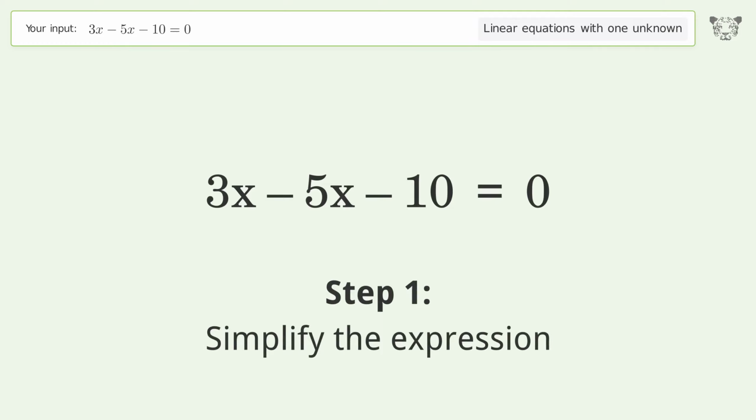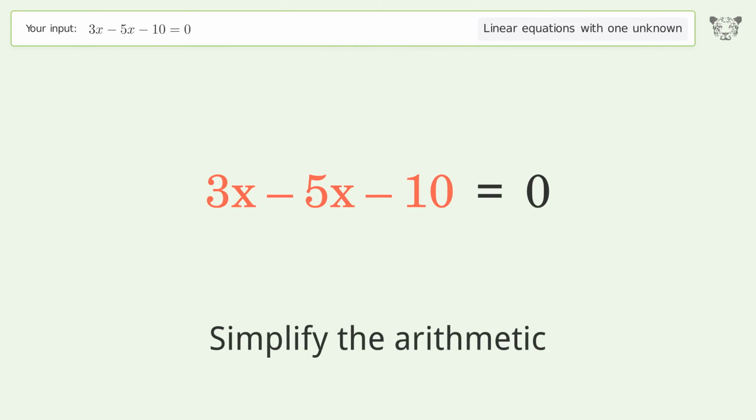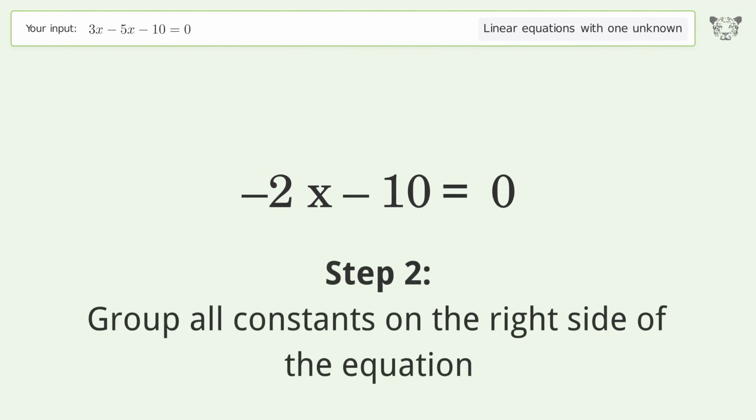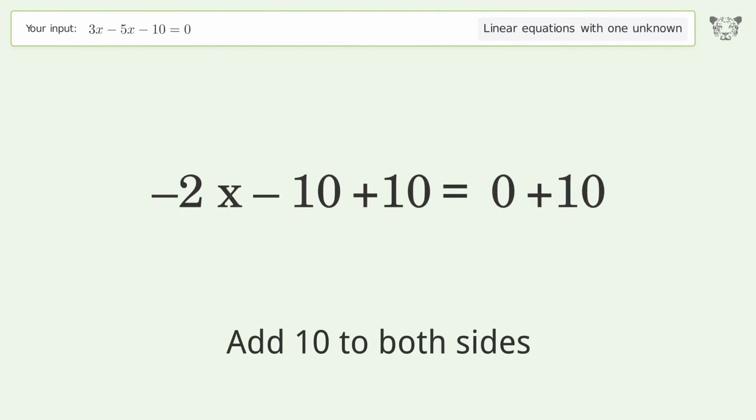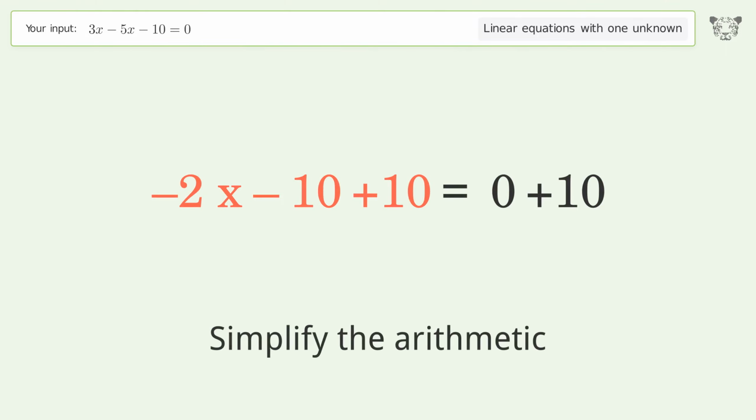Simplify the expression. Simplify the arithmetic. Group all constants on the right side of the equation. Add 10 to both sides. Simplify the arithmetic.